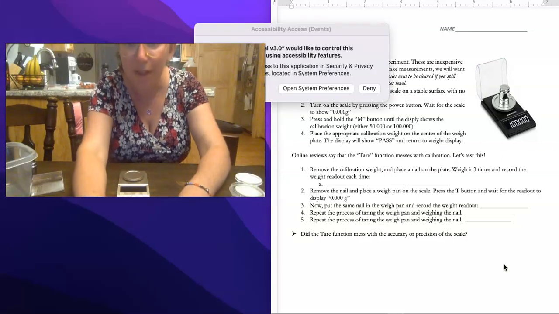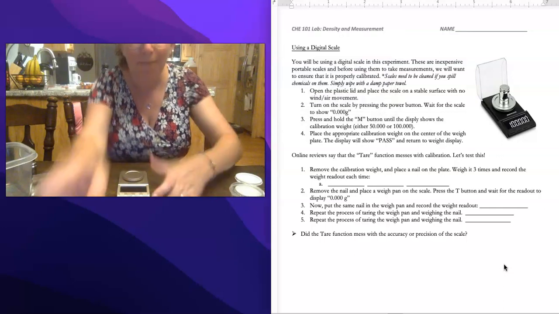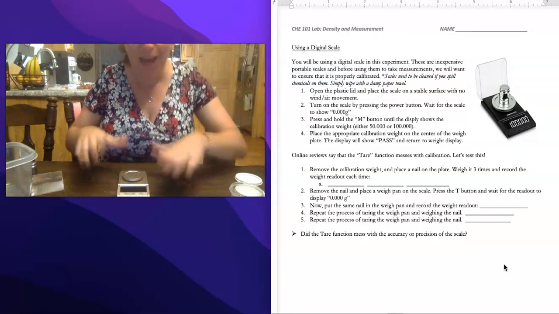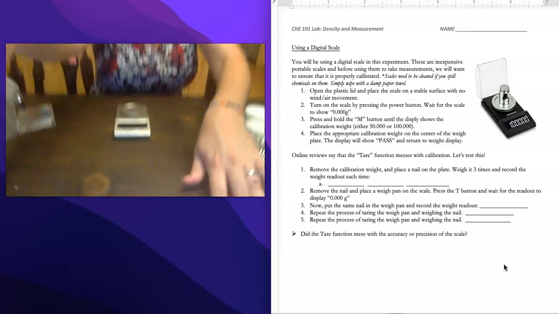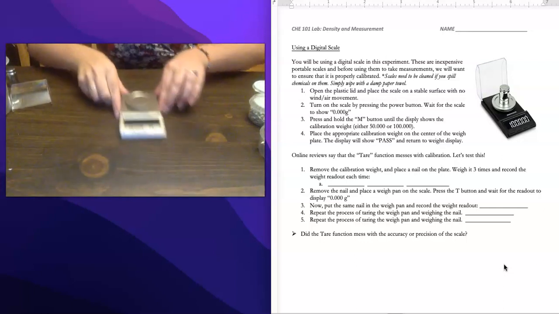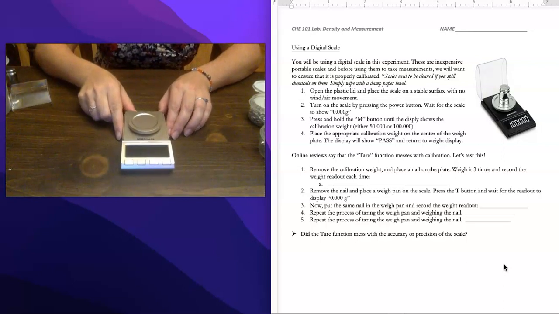Alrighty, we fast forwarded a little. Oops! I don't know what that means. Okay, so we have our scale on a stable surface, and now I'm going to try to angle the camera so you can see the readout.